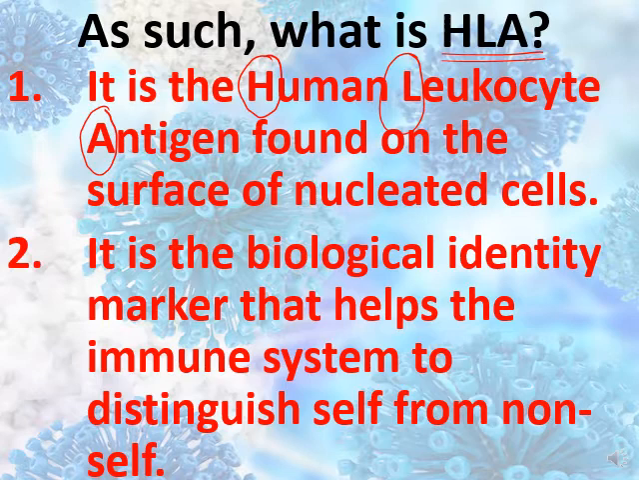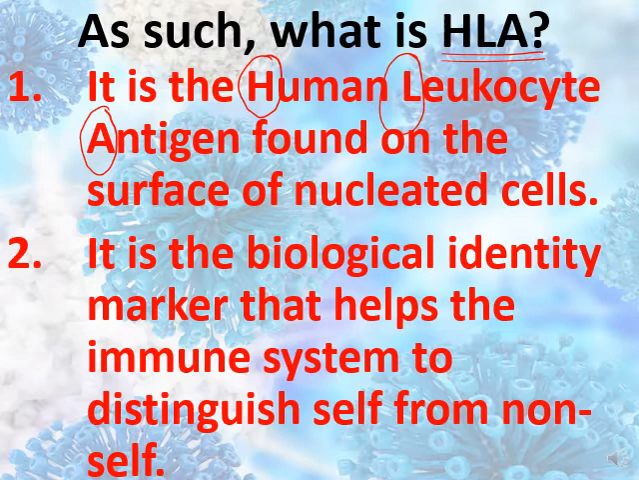So if we have the HLA on the cell, meaning that it has the logo, it has the marker, it has the identity marker, okay? So this cell belongs to my body. Another example, you have the Lebanese ID, okay? So wherever you pass, you have this ID, meaning that you are Lebanese, so you can pass. If you don't have your ID, meaning that you are not Lebanese, you can't pass. So this one is an example about the biological identity marker.